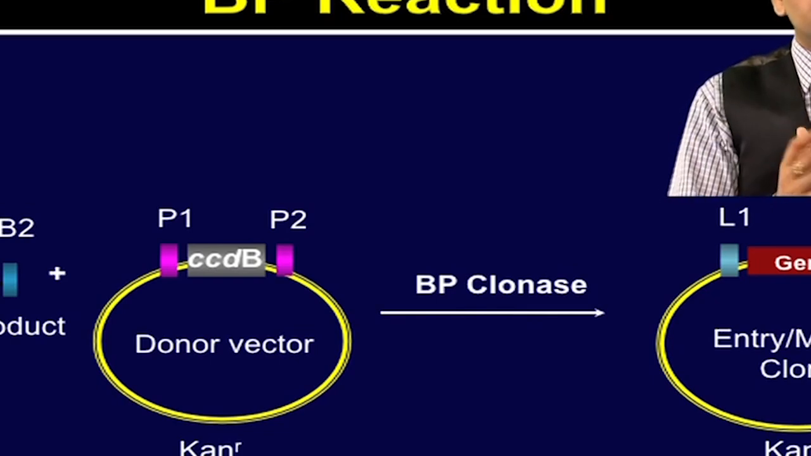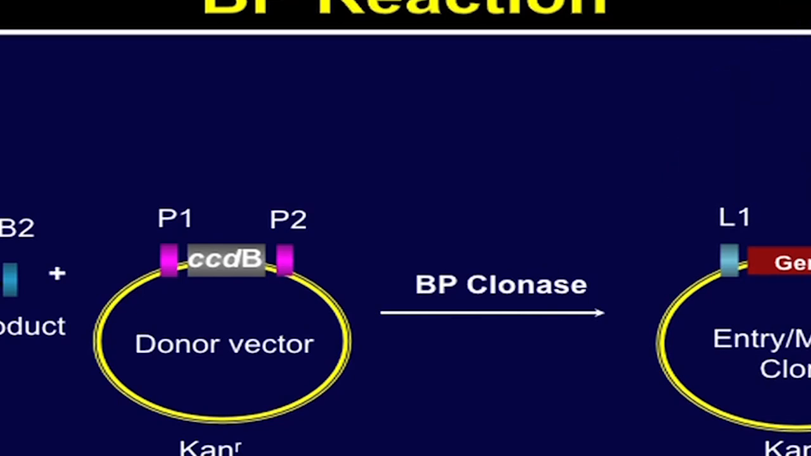The recombination between attB and attP sites is catalyzed by an enzyme known as BP clonase. This enzyme transfers the gene of interest at attB sites to the donor vector, which contains attP sites. So, once the BP reaction is completed, this entry or master clone can be taken for further LR reaction. Let us first talk about how the BP reaction is performed in the laboratory.